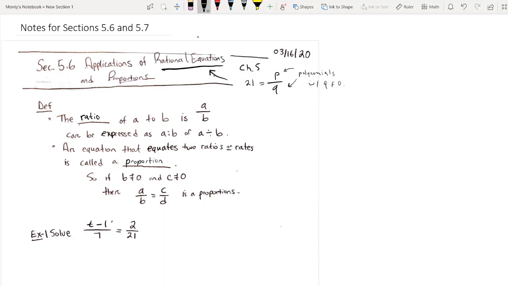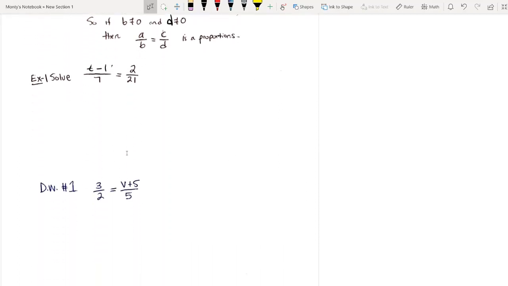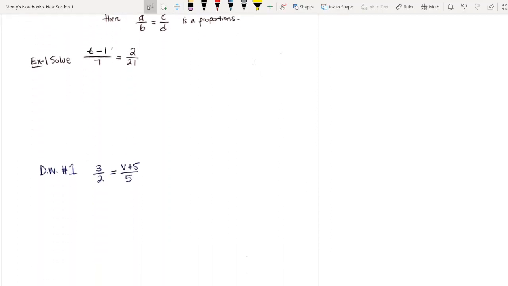All right, we've got a proportion here. A over B is equal to C over D. Given that B is not equal to 0 and in this case D is not equal to 0. We don't want to divide by 0 here. So let's take a look at solving these types of proportion problems. We've got t minus 1 divided by 7 is equal to 2 over 21.